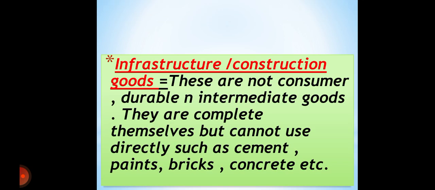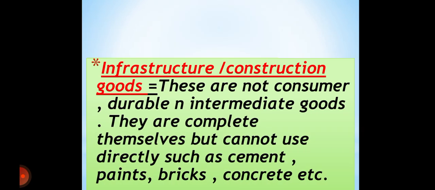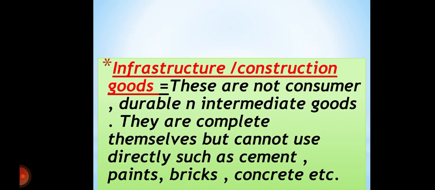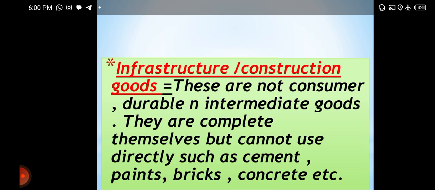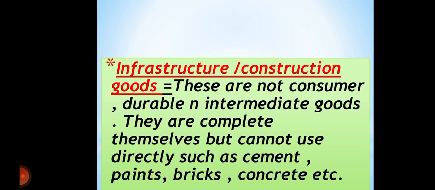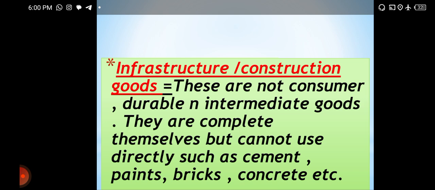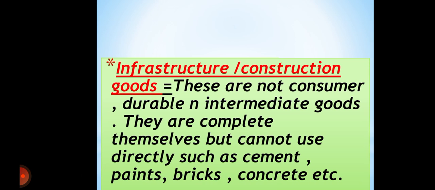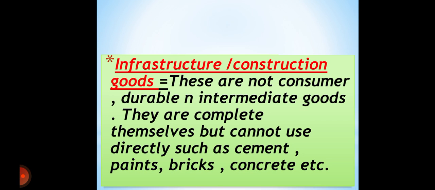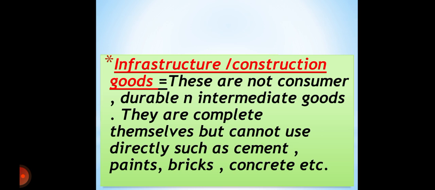Next, the last type of functional composition is infrastructure and construction goods. So these commodities are not consumer goods, these are not durable goods, and these are not intermediate goods. Meaning these infrastructure commodities are neither consumer goods, nor durable goods, nor intermediate. These are complete goods, but we cannot directly consume them. Which industries are these? Industries which make cement, paint, bricks and concrete.